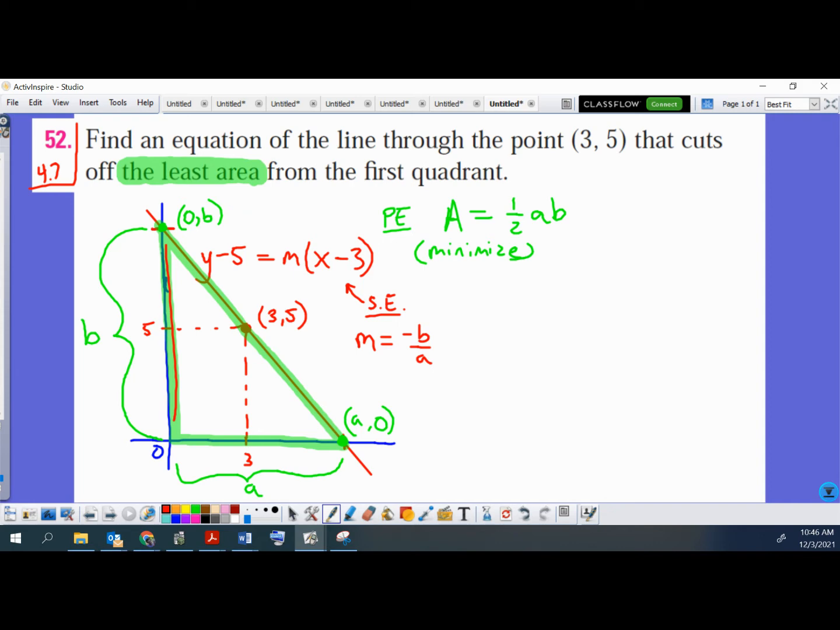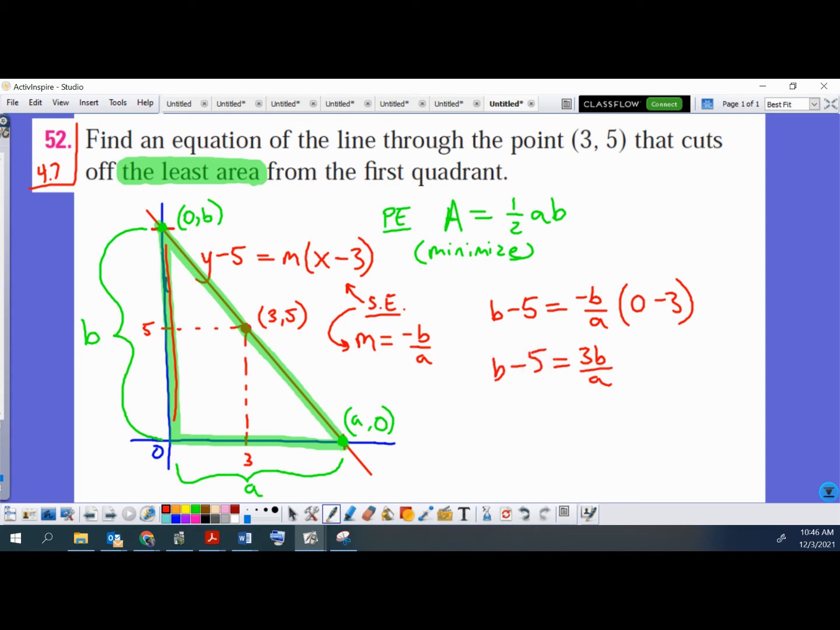So with both of those together, I can actually plug B in for y and 0 in for x, because that's a point on the line. And let's see what that does for me. B minus 5 equals negative B over A, right, for the slope, times 0 minus 3. And so 0 minus 3, that's negative 3, obviously. When I multiply it by negative B over A, I'm going to get 3B over A, so B minus 5 equals 3B over A.